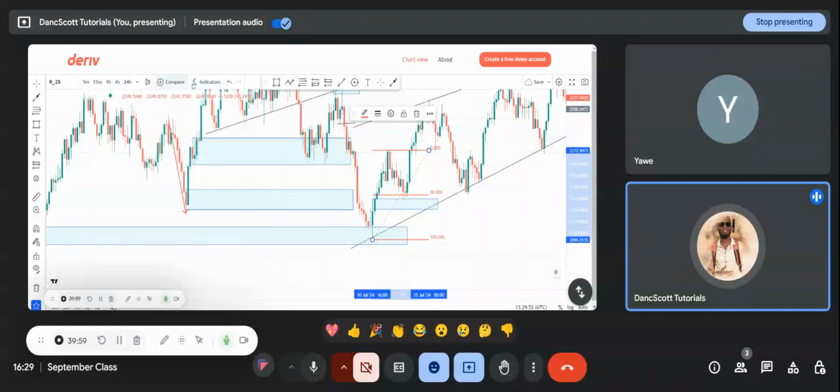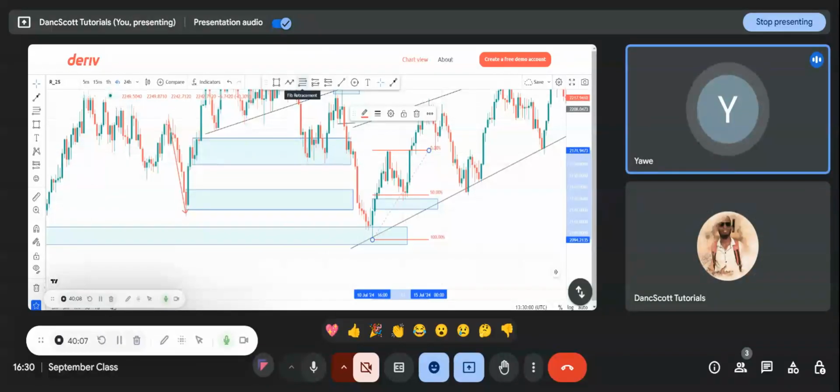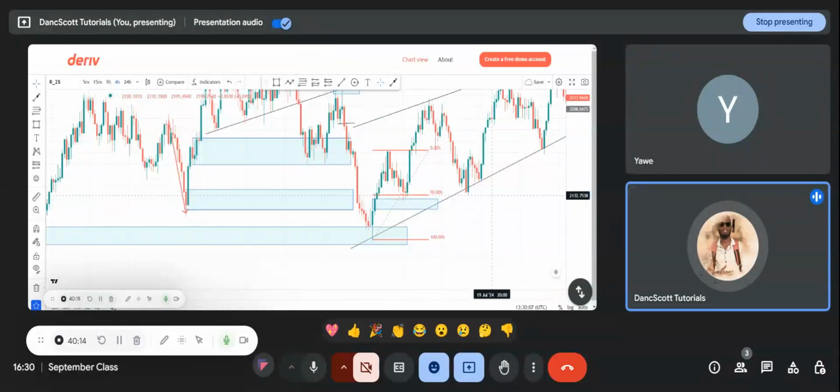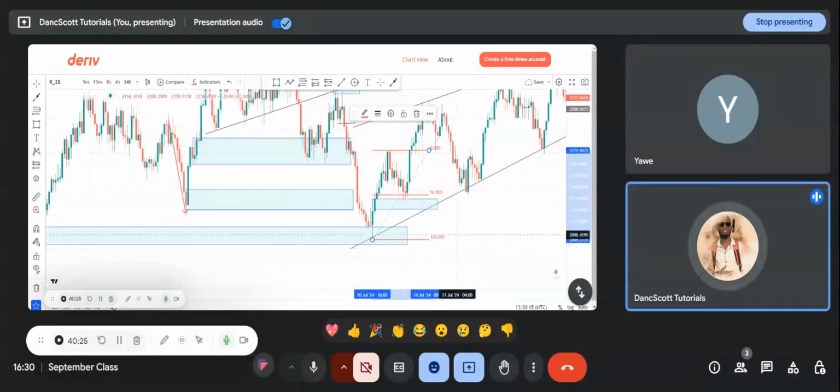Okay, let me show you the name. That's the name. Are you seeing it? Fib retracement. Yeah, fib retracement. So on fib retracement, we have many levels. Now, for the default levels, there are many, but me, I customized mine and I left only three levels: 100%, 50%, and 0%.